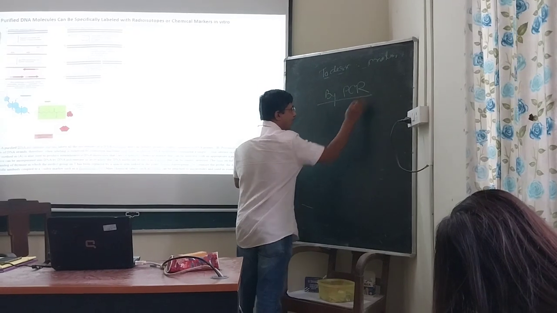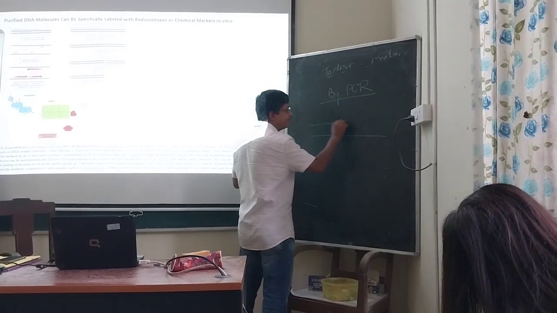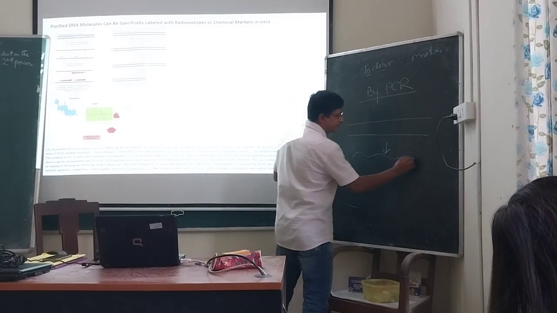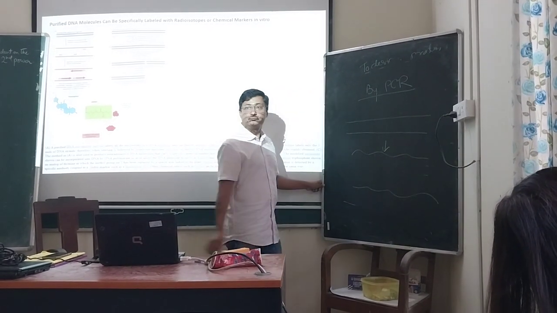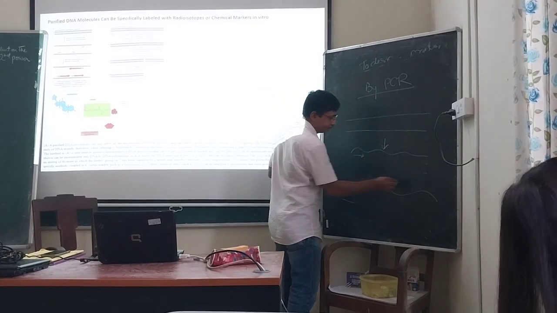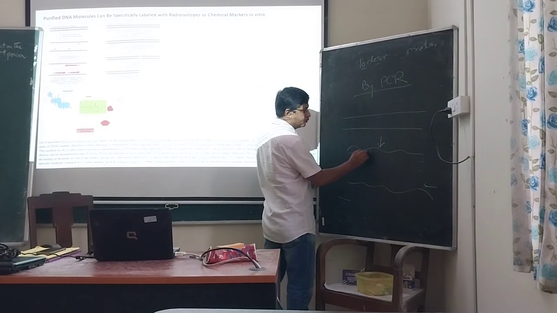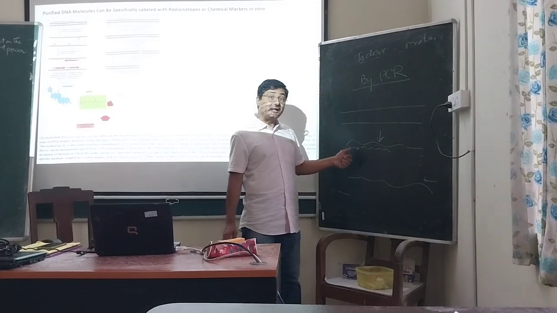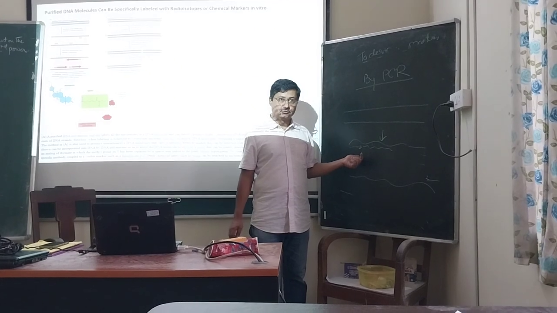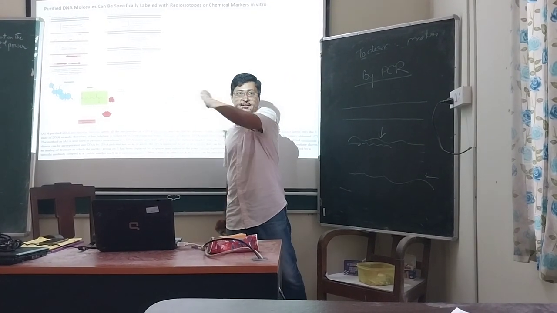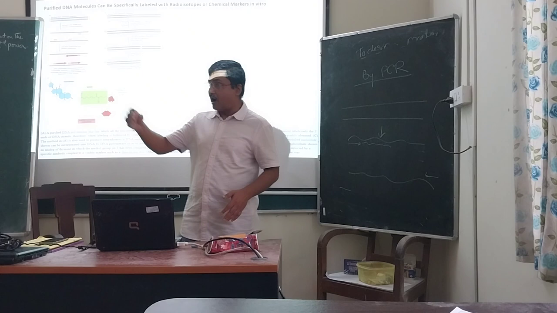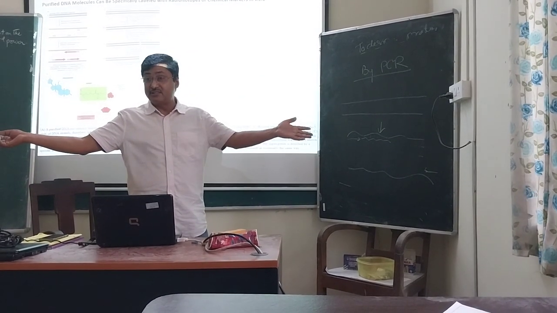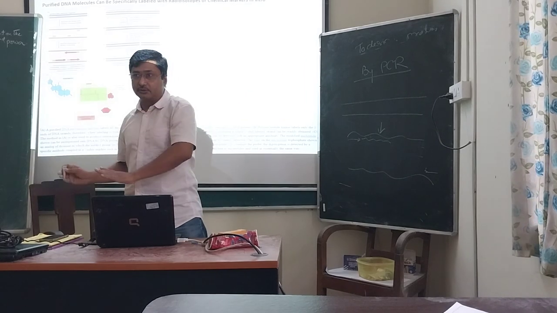By PCR. How is it possible? You have double-stranded DNA. You denature it, separate the strands, and do a PCR. When you do the PCR, you may choose a particular gene-specific primer to check whether that sequence is there in our sample or not. So we will be designing something which is complementary to a target sequence.